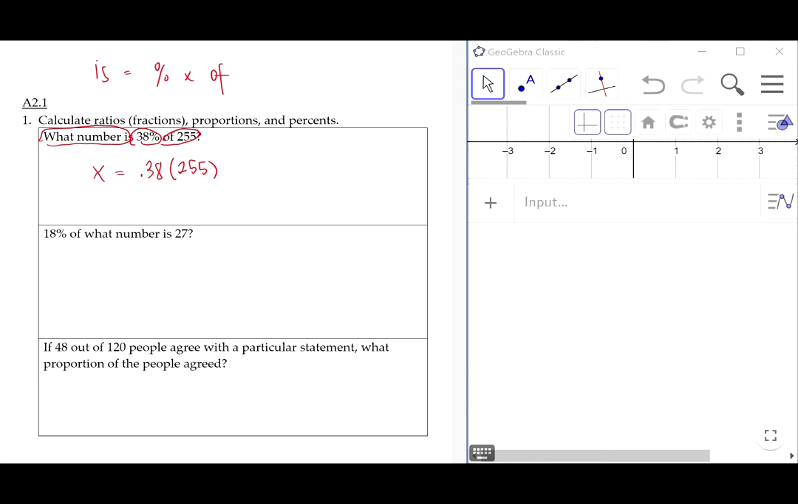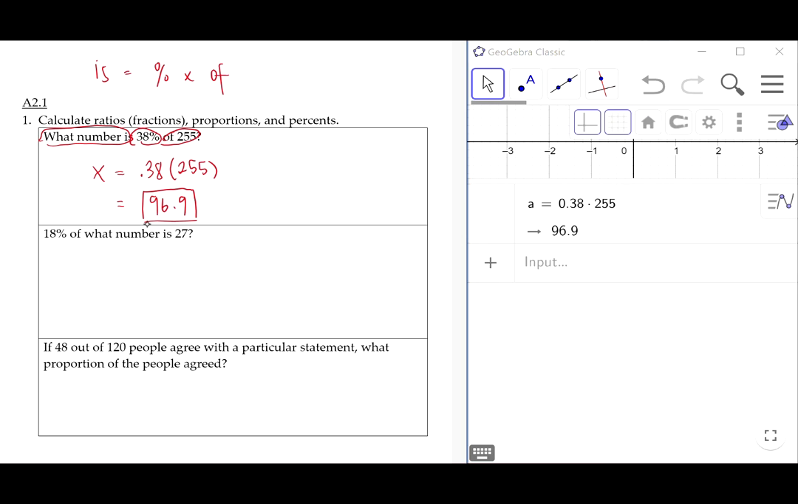I have GeoGebra pulled up here, so I can just type in what I need to find. 0.38 times 255, and it gives me my answer right there, which is 96.9. That's the number that is 38% of 255.